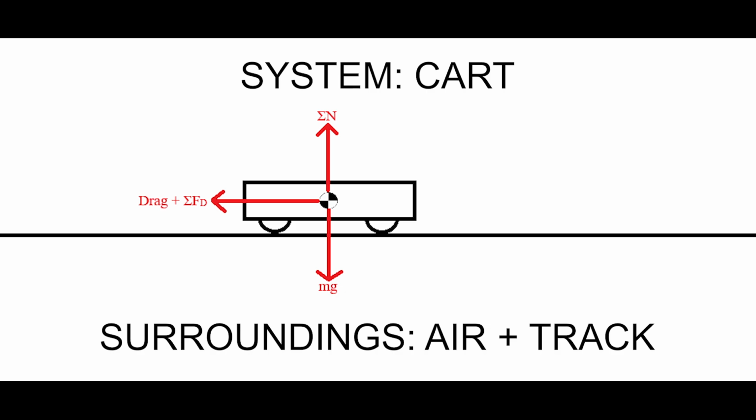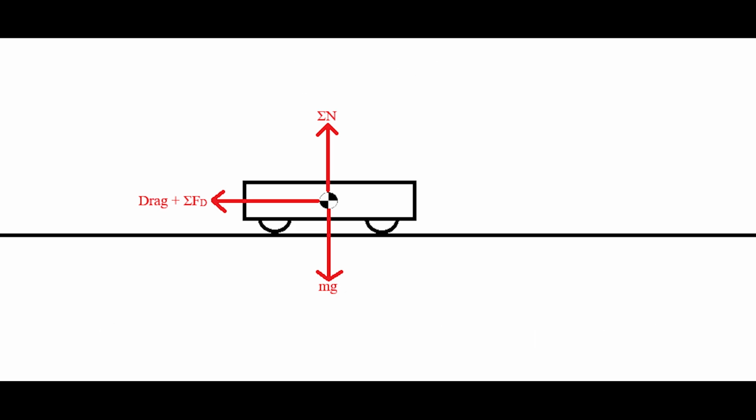To be clear, the surroundings of this system are the air and the track. The source of dynamic friction is not from the wheels contacting the track, but from internal friction from within the cart itself due to mechanical components rubbing against each other.